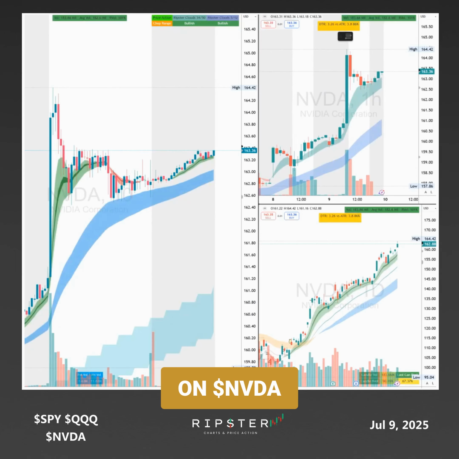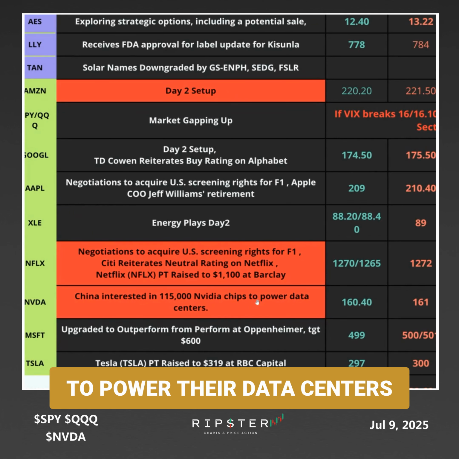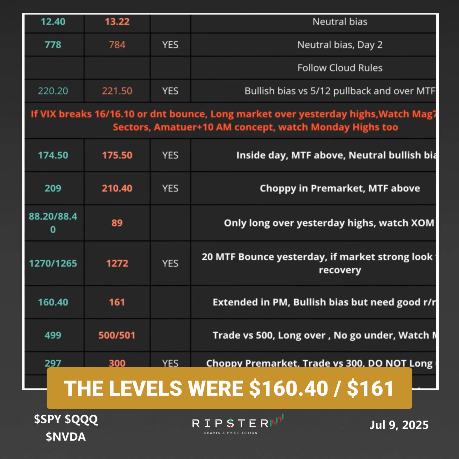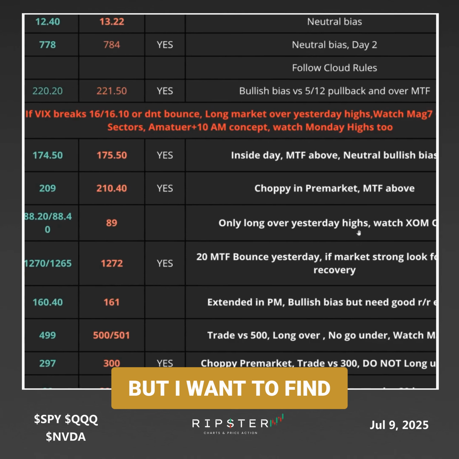What was happening on Nvidia? So China, big news out of China. China is interested in 115,000 Nvidia chips to power their data centers. Huge news. The levels were 160.40, 161. My plan was that it's a little extended. I have a bullish bias. I want to long it, but I want to find a good entry.